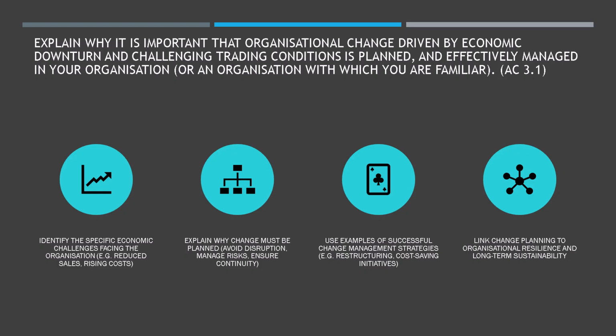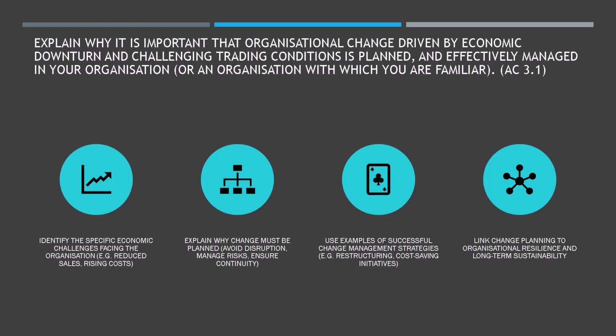environment. To write AC 3.1, I will focus on why planning is critical when economic downturns force an organization to change. For instance, in my organization, a drop in consumer demand led to financial strain, prompting a restructuring initiative. Planning allowed management to evaluate risks, engage staff early, and outline a step-by-step process to avoid chaos. In my response, I'll describe the economic challenges first, such as inflation or reduced revenue, and then explain how strategic planning helped implement necessary changes like staff redeployment or spending cuts.